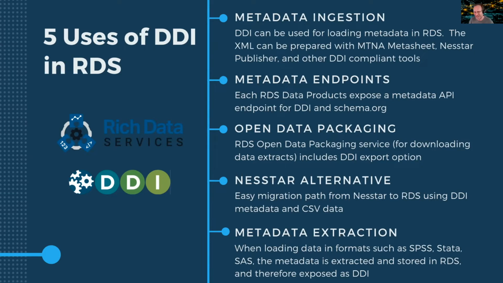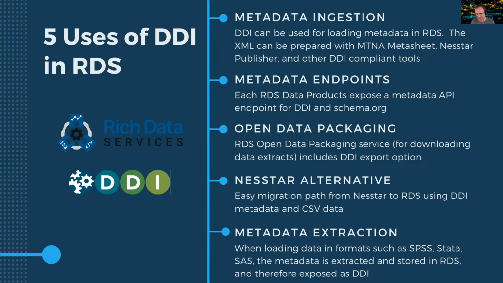One is on metadata ingestion. Obviously, when we add data to RDS, we can connect to a database. We have the data in the database, but we need to add a layer of metadata to it. And this is where, for example, we use DDI to load data into the platform. I'll show you a couple of metadata endpoints. So whenever you have a data set published in RDS, you can call these metadata endpoints to get the metadata. And we have a couple of formats for that.